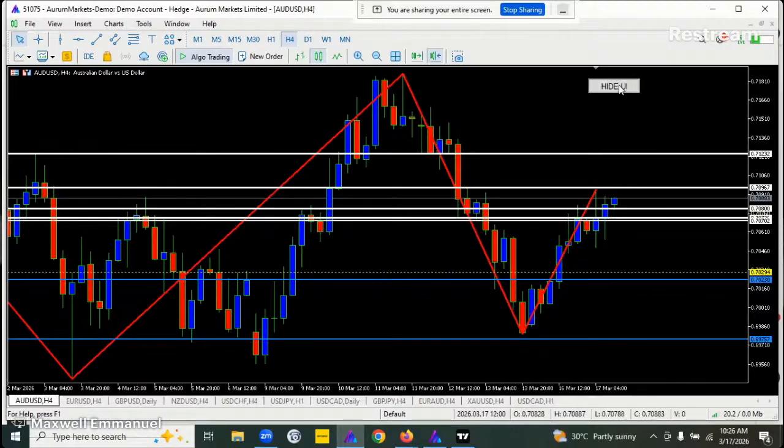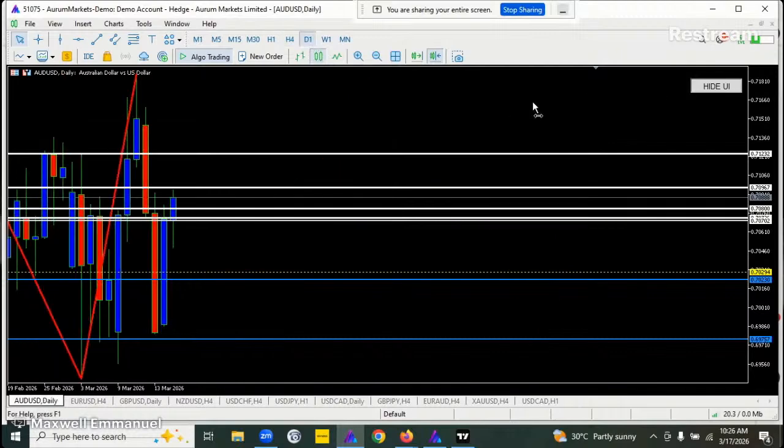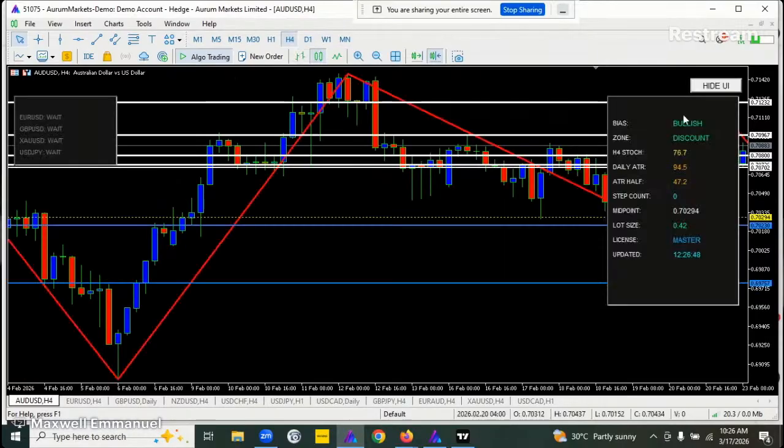You can see Australian dollar is still bullish. Don't sell until the bias changes to bearish. If it does not change to bearish, keep holding your buy. If you have a buy on Australian dollar USD, keep holding the buy.